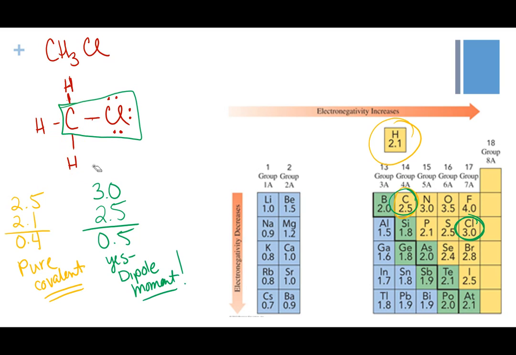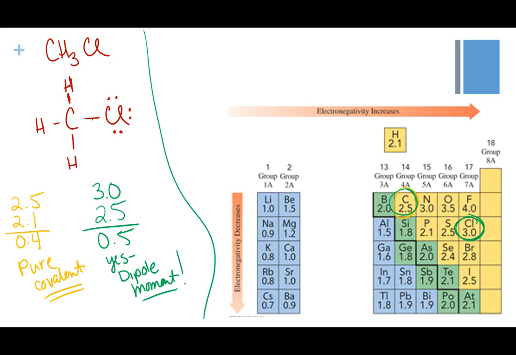Okay. The next thing that we need to look at is the shape of this molecule. And here's an example of where things get a little bit more sophisticated. So remember my cheat was, are there lone pairs on the central atom? Well, in this case, the answer to that is no. Okay, so there's no lone pairs.